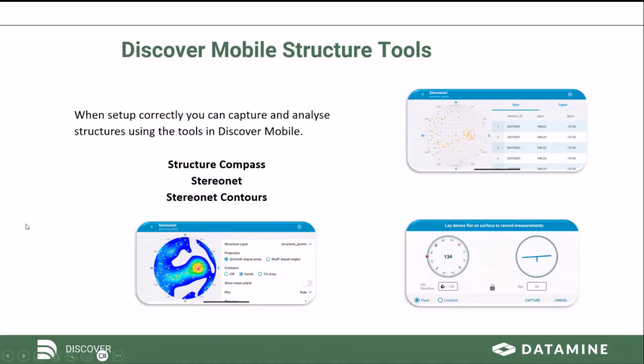And a relatively new addition on the stereo net are contours, which make the structural trends a little bit more obvious. So you can see here we've got the standard ones, which most have, which are the CAM and the 1% area.